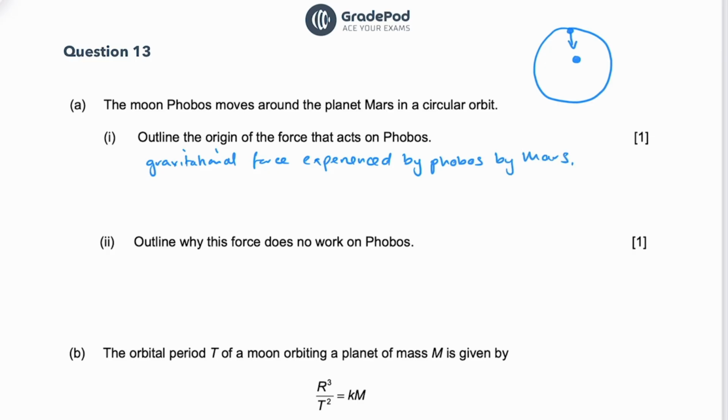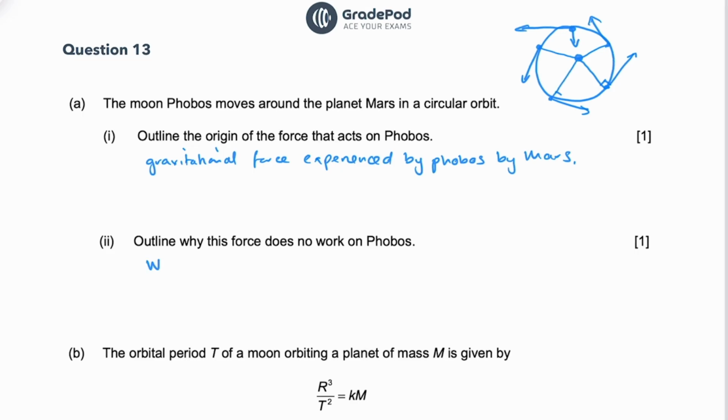2. Outline why this force does no work on Phobos. Let's have a look up here. Phobos is moving in an orbit. At any stage of this orbit, it's moving at a tangent to its path. And if you look at the force at any time, you can see that the force is always perpendicular to its distance moved at that point.